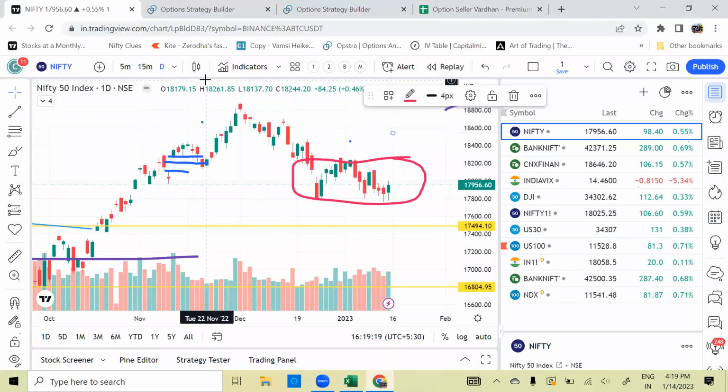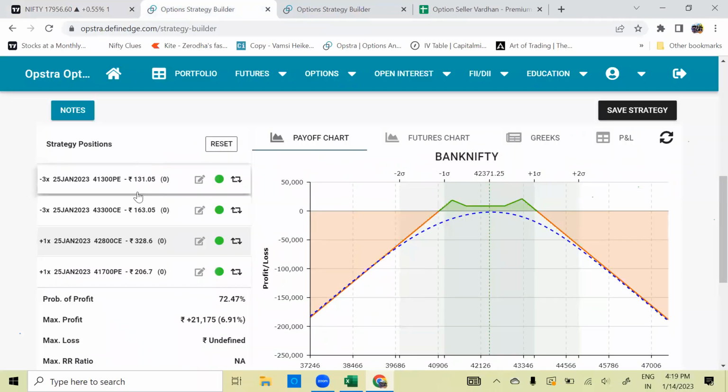So here what we have sold is 131. We sold 41 300 put at 131. If 41 300 put comes to 65, then 42 800 call and 43 300 call will be somewhere trading at 200 or 210 or something. So what we will do is we will just book at 65 profit, then we will go little higher strike to match the premium of 200. 200 into 70% will be around 130 or 140 rupees ka premium. Again, we can sell.